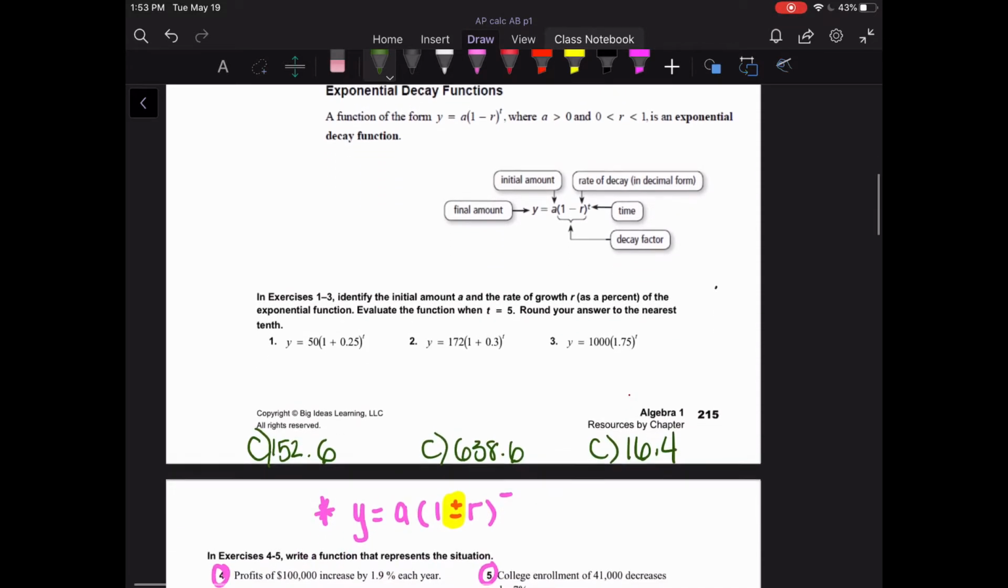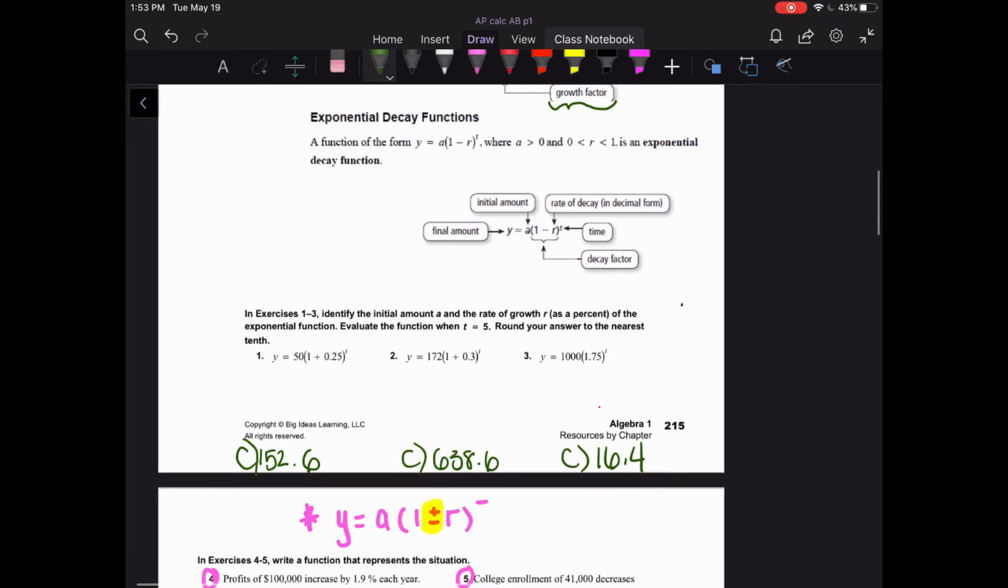Same thing for decay. The only difference is since something is decaying, we say that 100% of our initial amount is decreasing. It's being subtracted by a rate.